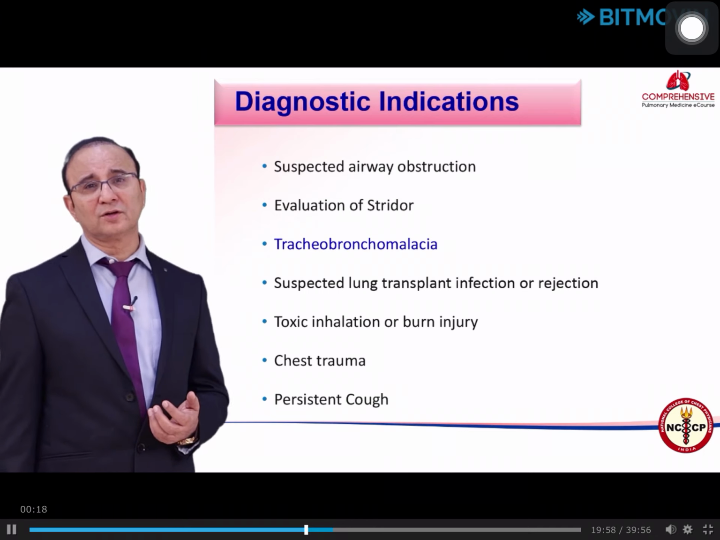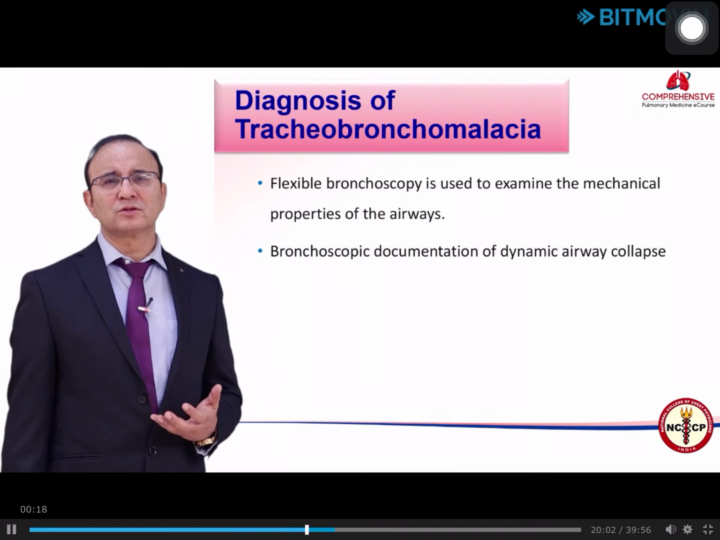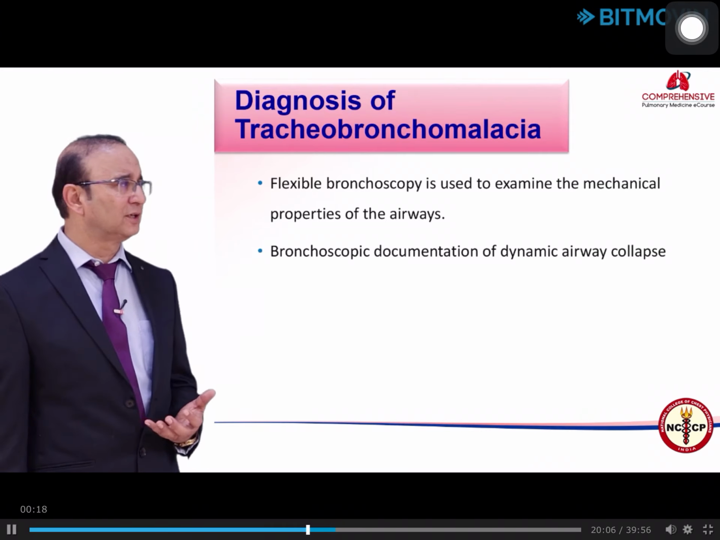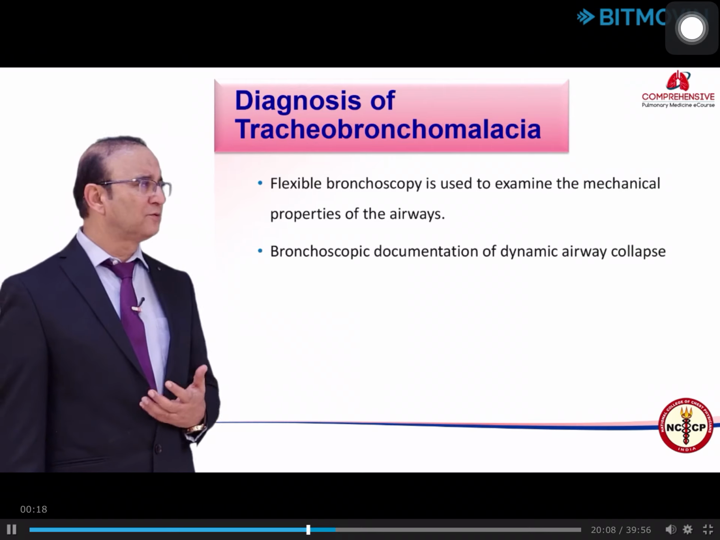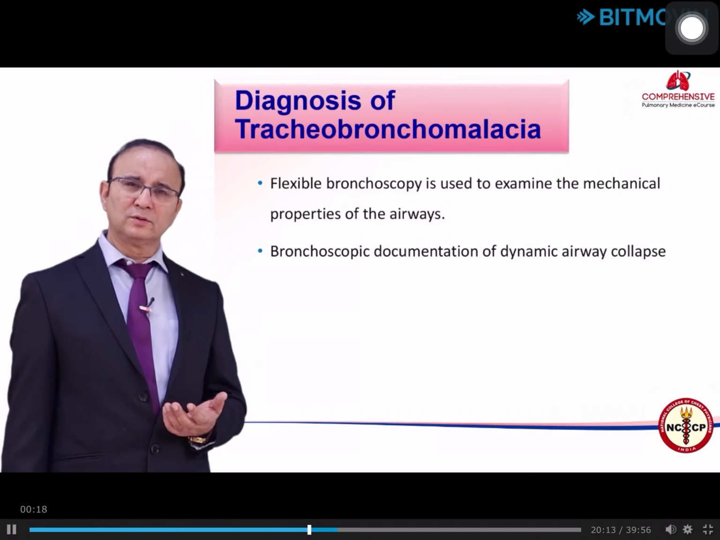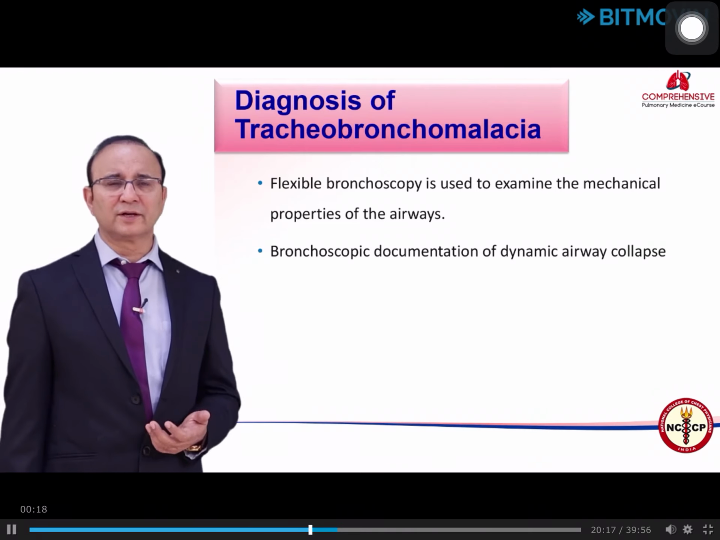Then tracheobronchomalacia. The flexible bronchoscope can be used to diagnose tracheobronchomalacia by doing a bronchoscopy. If you see a dynamic airway collapse and it is obstructing almost all the bronchial lumen, you know that you are dealing with tracheobronchomalacia.